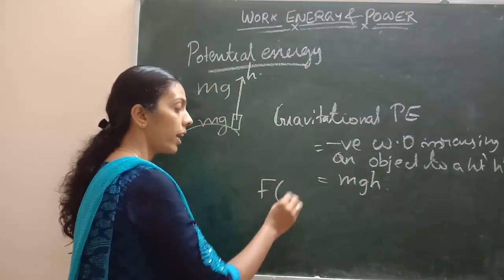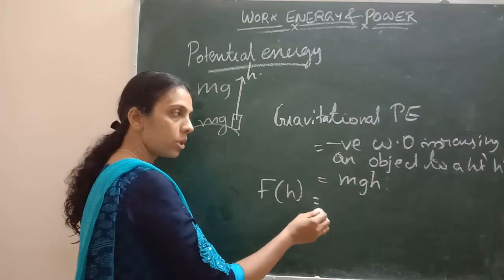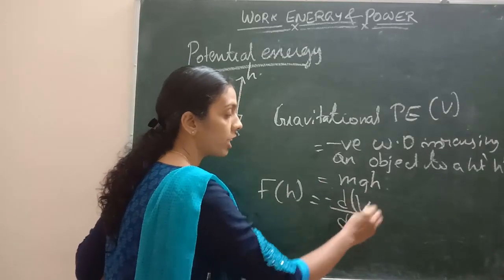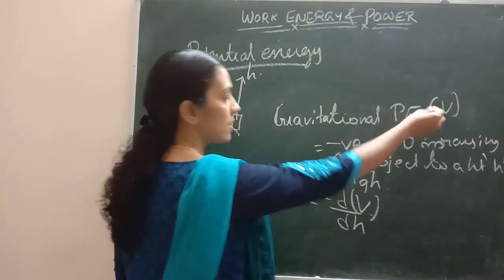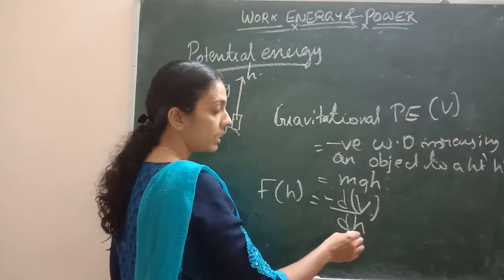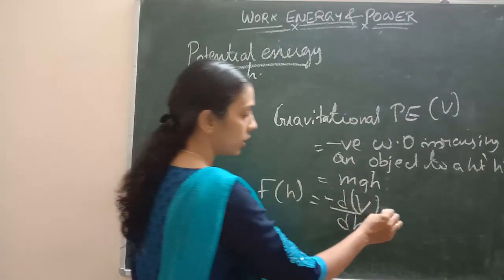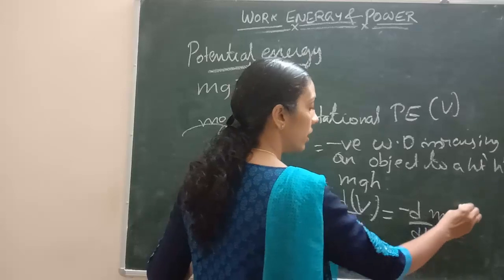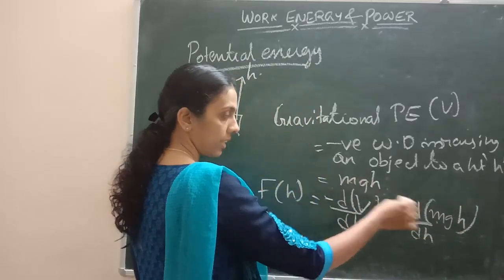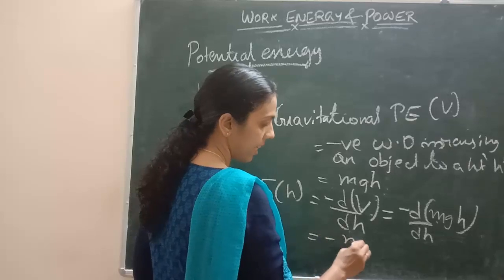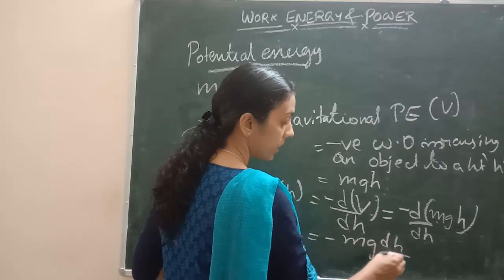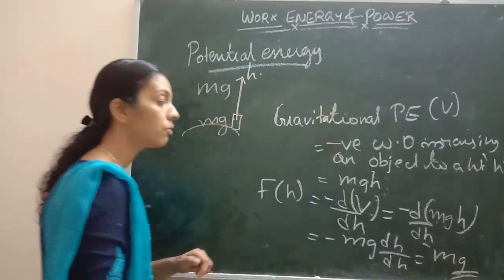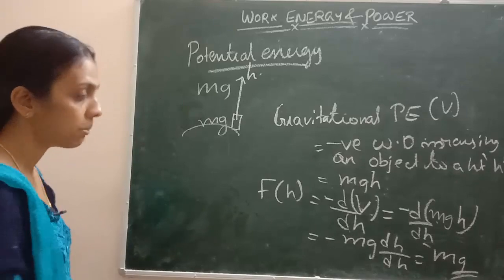So F(h), if we want to find out, is equal to minus d by dh of the potential energy, isn't it? V is the potential energy, so minus d by dh of V. Okay, V is the potential energy. So what will we get here, d by dh of mgh. V is mgh, right? So we get minus mg into dh by dh, that will be equal to minus mg. So the gravitational force we got as minus mg.